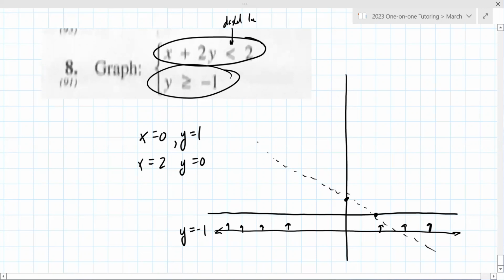To decide whether you shade above or below it, you test a point. So we're going to test 0, 0, because it's a nice point. Is 0 plus 2 times 0 less than 2? Yes, it is. 0 is less than 2. So that's the true side. So you draw these arrows, and what you're looking for is where are these both true?